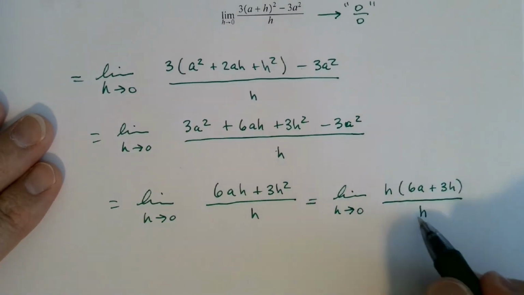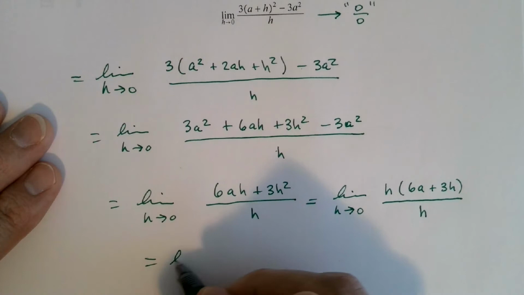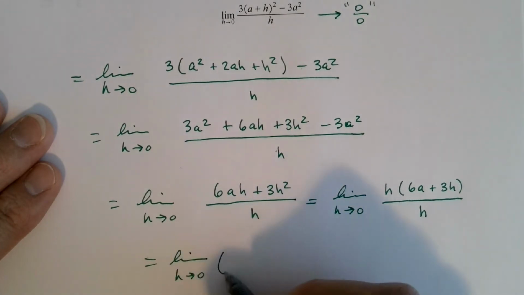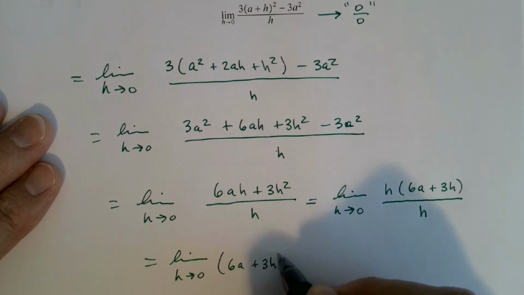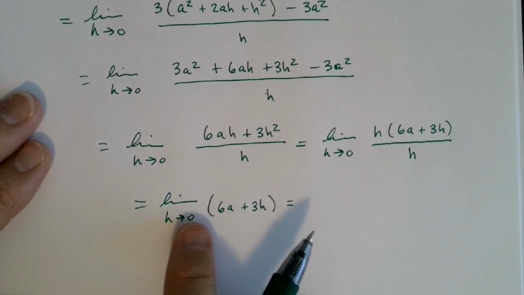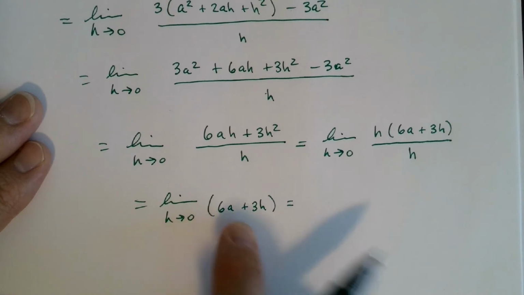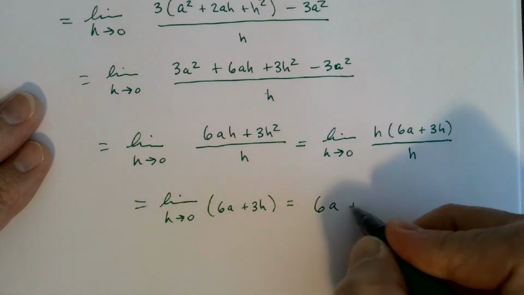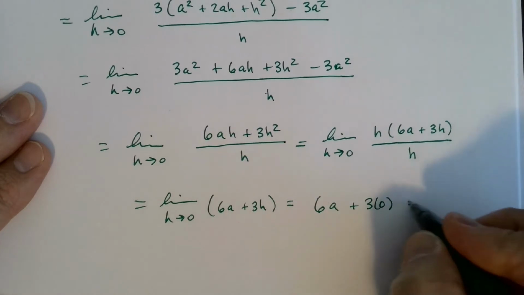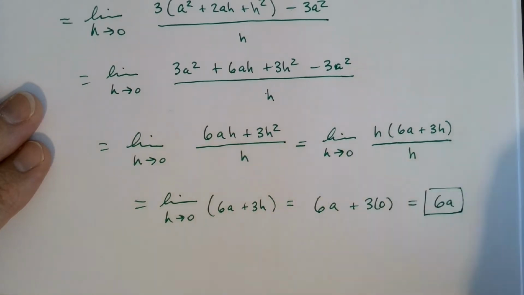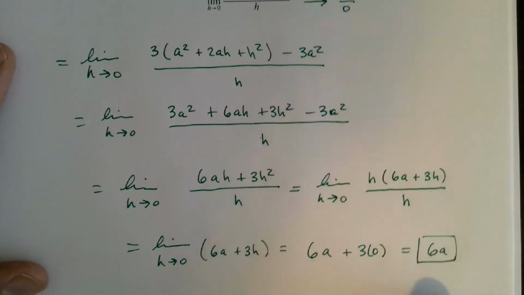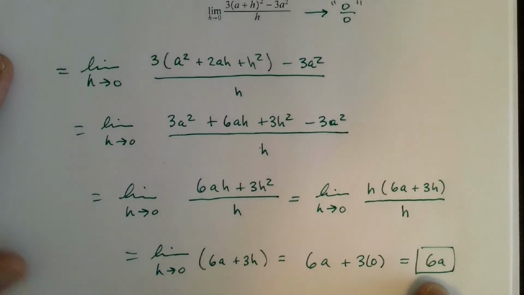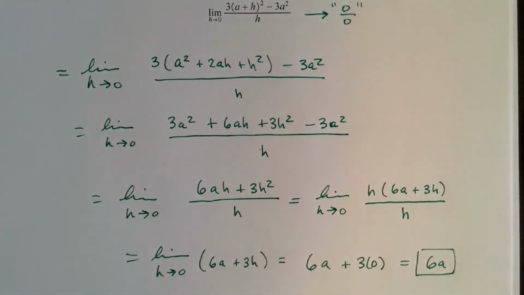Right. Now these h's will cancel, and I'm left with the limit as h goes to 0 of 6a plus 3h. And now I can plug in directly. Notice that what I'm plugging in for is h, right? A is a fixed constant, so it's just going to be 6a plus 3 times 0, which is 0, and I just get 6a as my answer. So the limit, it's no coincidence that the limit is expressed in terms of this constant a. So the limit as h approaches 0 of our original expression equals 6a. We're done. There's the answer.